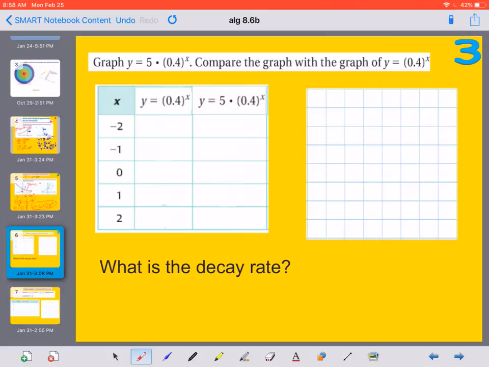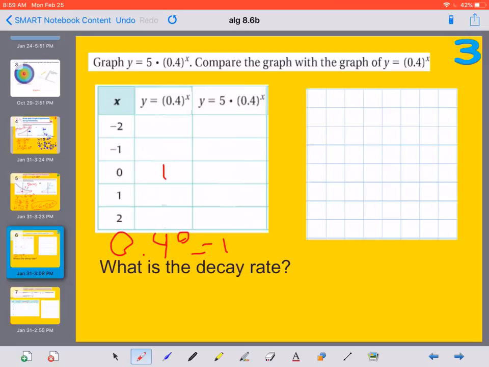Alright, now we are going to graph y equals 5 times 0.4 to the power x and compare that with the graph of y equals 0.4 to the power x. Well, I'm going to start with 0.4 to the power x. Now I know that 0.4 to the power 0 is going to give me 1. So I'm going to put 1 there.